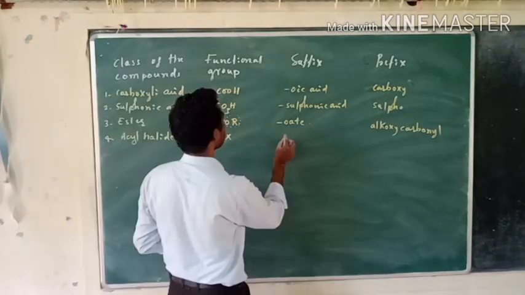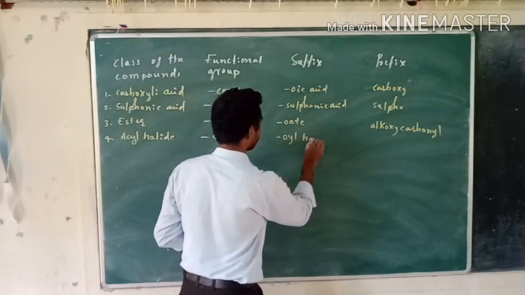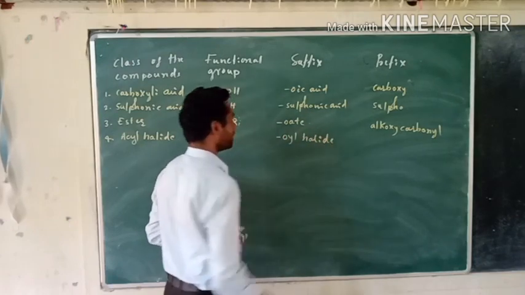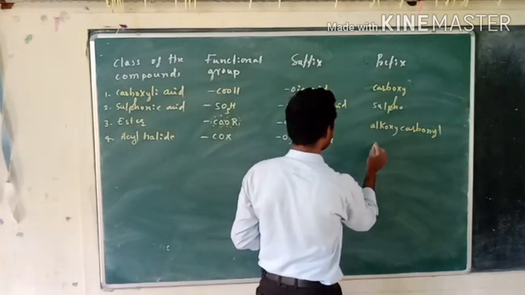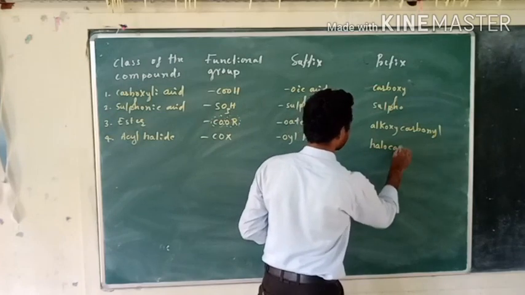COX. Suffix name is oyl halide. Prefix name is halo carbonate.